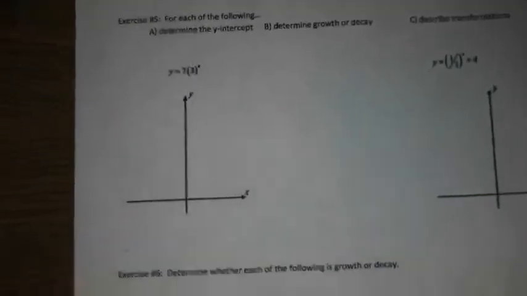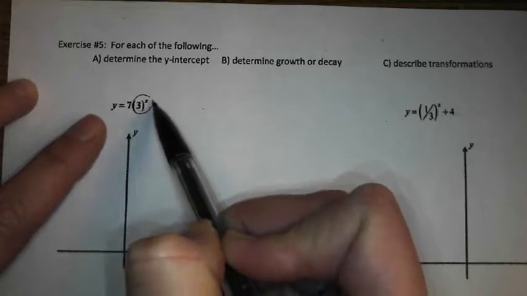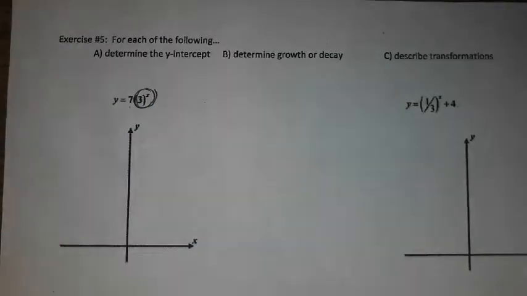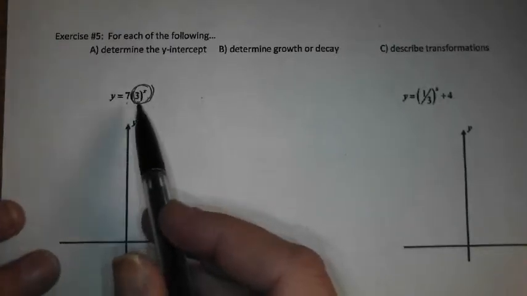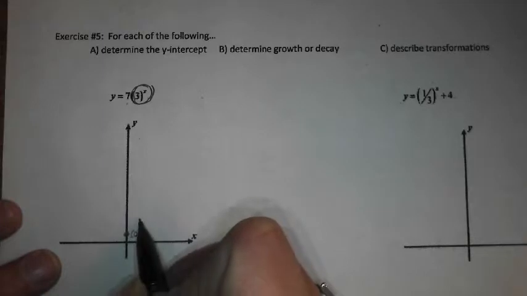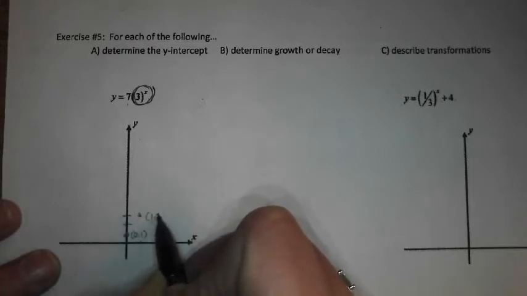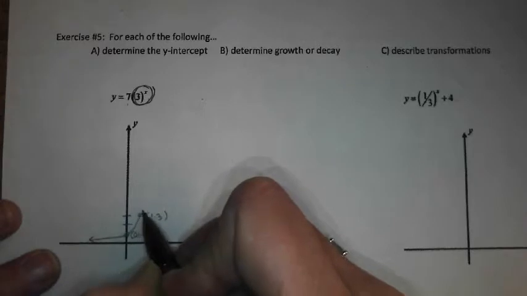Okay? So here, very quickly, the parent graph is 3 to the x. We have a multiplier out in front. So how's that going to change it? What's a multiplier of 7 out in front of a function do? Nope. Plussing and minusing. Stretching. It's going to stretch it vertically by a factor of 7. So let me quickly just sketch the parent graph 3 to the x. That's going to have (0, 1), and it's going to have (1, b), which is (1, 3). And my asymptote is the x-axis.